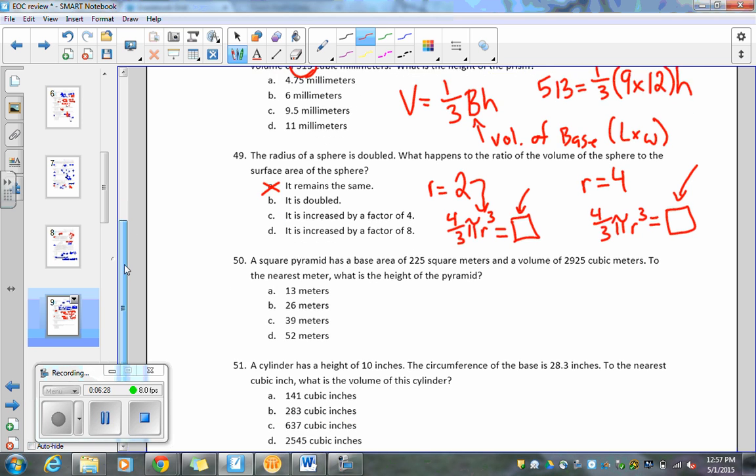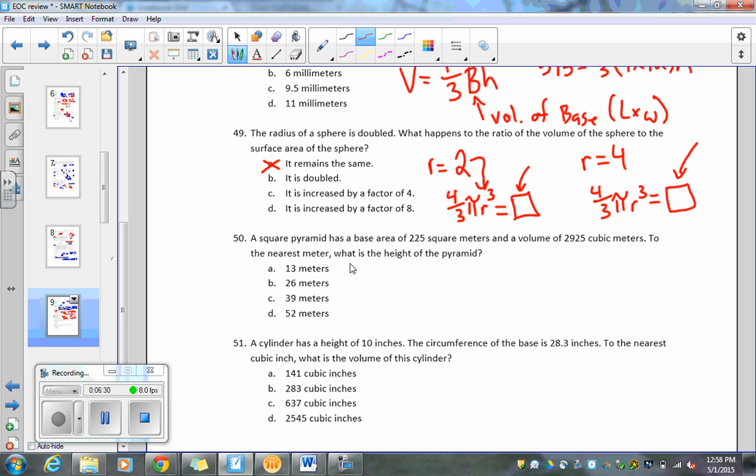All right. Question number 50. A square pyramid has a base area of 225 square meters, and the volume of that, to the nearest meter, was 2,925. Find the height of the pyramid. Once again, a square pyramid, my volume formula is 1/3 times big B times H. Remember, big B stands for the area. I keep on screwing up on this. It is the area of base.